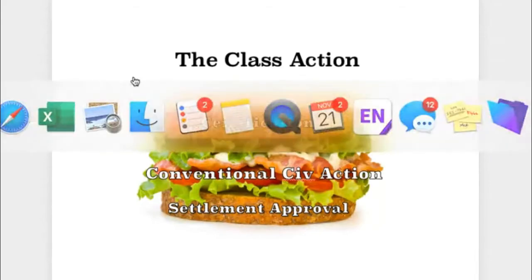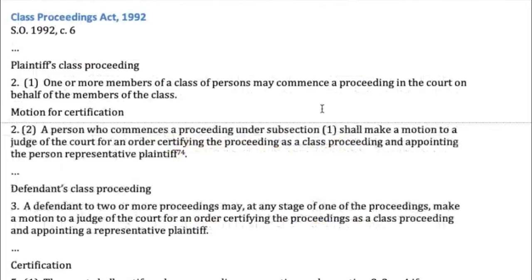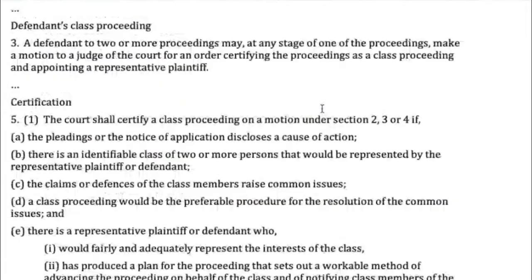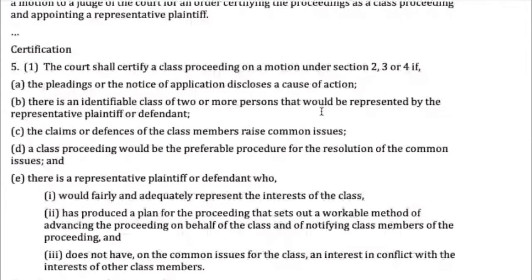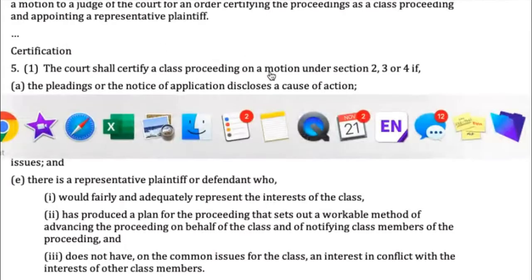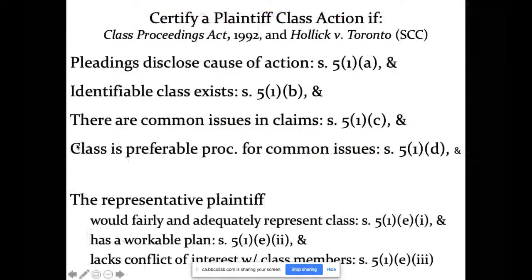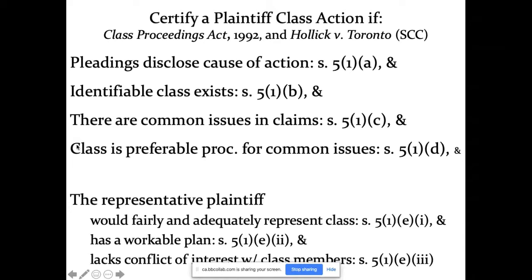And Hollick is, of course, an application of our Ontario Class Proceedings Act, and in particular an interpretation of Section 5, which are the criteria for when a court should certify a class action. And we went through these. They're fairly obvious, most of them. All of these things must be true before a certification can be granted.